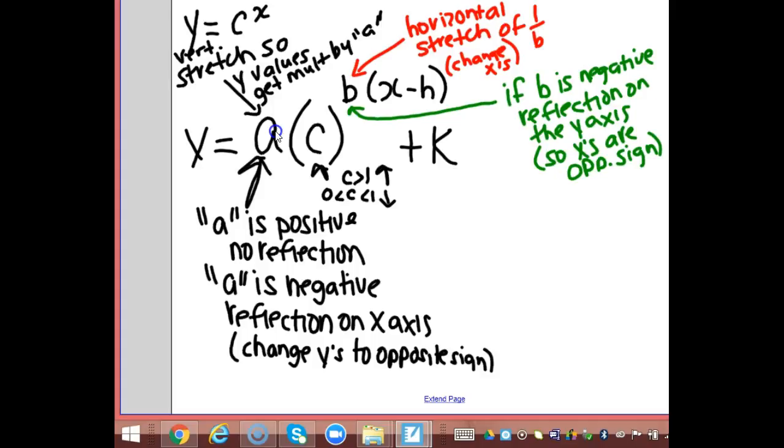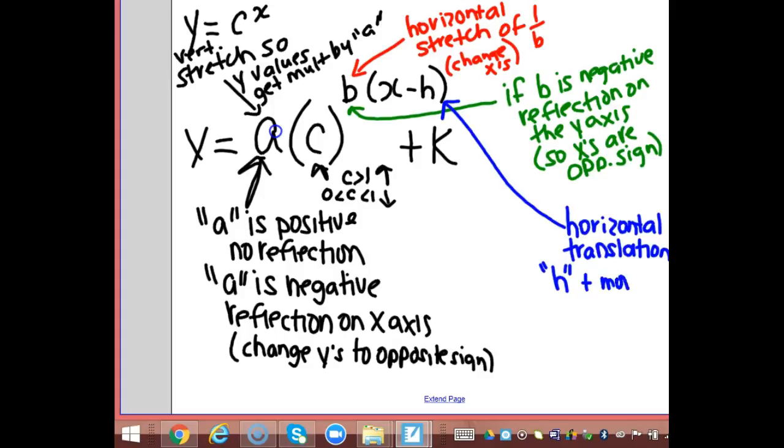Okay, and we still need to talk about h and k. It's turning into a map here. So h is your horizontal translation, meaning you're going to move left or right. Okay, and it's the opposite of what you'd think. So if your h is negative, then you're moving to the right. If your h is positive, then you're moving to the left. Okay, so a horizontal translation. So if h is positive, move left. If h is negative, move right.